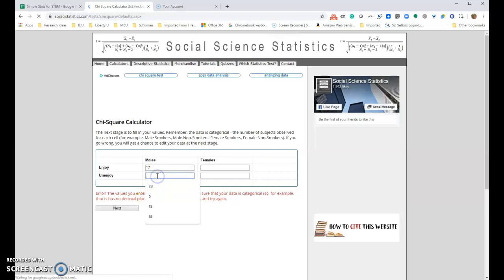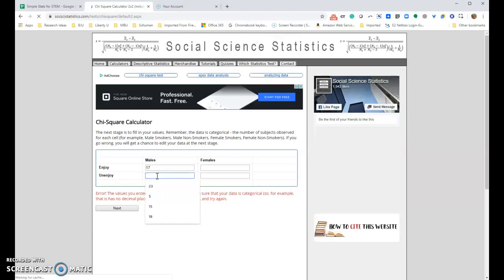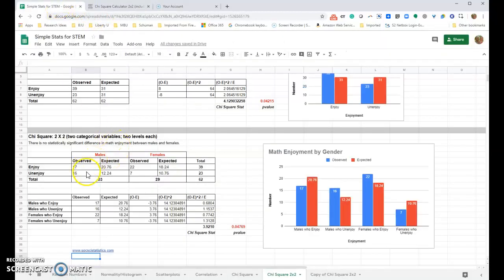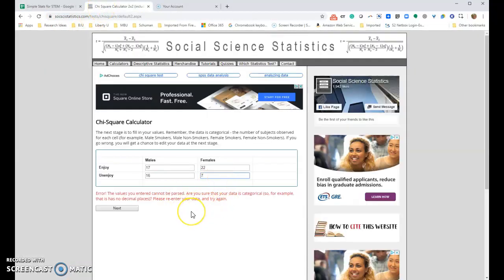I need to come down here and give the males who said that they did not enjoy, and that was 16. Females who said they enjoy math, that was 22. And then there were 7 who said they did not care for math. Those are, again, just these values from here, here, here, and here. I also put them in this column right there, but I just have to enter those in. So it's just a matter of collecting that data and popping it in here.